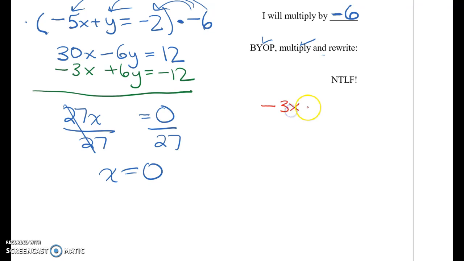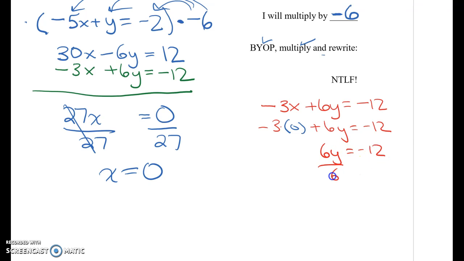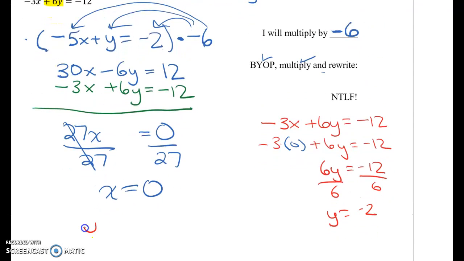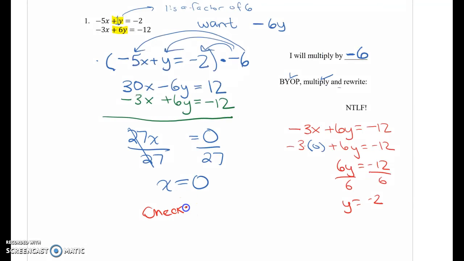Okay, so now I'm ready to sub back into one of my original equations. I don't recommend using your modified equation. So I'm going to BYOP that 0 right in there. Well, what's -3 times 0? It's 0. So now I have 6y equals -12. Man, this wasn't so bad. Y equals -2. So all I have to do is check with my original equations. Check. Okay, I've zoomed in a little far so you can't see them, but you have it on a paper in front of you.